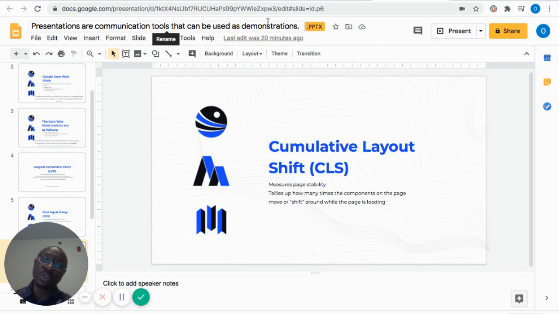It also tallies up how many times the components on the page move or shift around while the page is loading. Have you ever gone to a particular website and found that as soon as the page is loading, you see different images flying from left and right? This negatively impacts the user experience, and Google is telling you to pay attention to that and fix it if your site has that kind of problem.